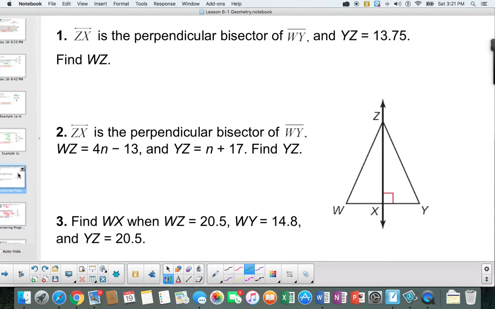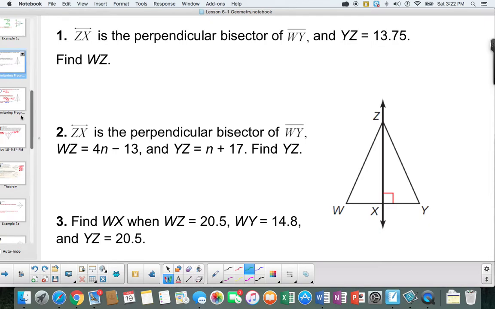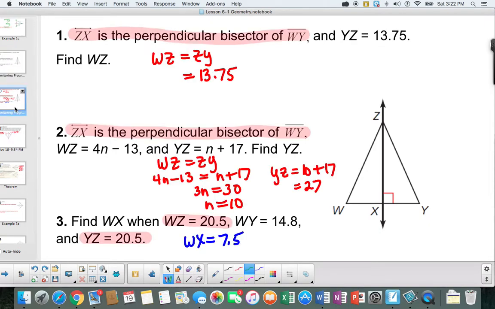Okay, now it's your turn. Go ahead and stop the screencast, see if you can do these problems, and then restart the screencast. Now here are the answers. I saw perpendicular bisector, so I knew I had some equidistant. And number 2, again, I saw perpendicular bisector, so I knew I had some equidistant.